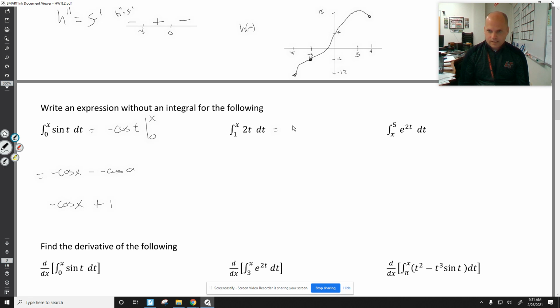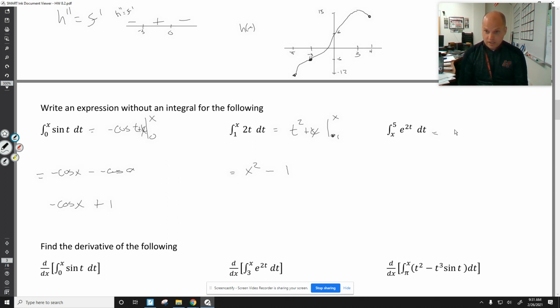2t from 1 to x, antiderivative, t squared. Again, we should have a plus c when we take an antiderivative, but we know it'll go away when I subtract, so I just ignore it. From 1 to x, I get x squared minus 1 squared. Okay, look at this one.